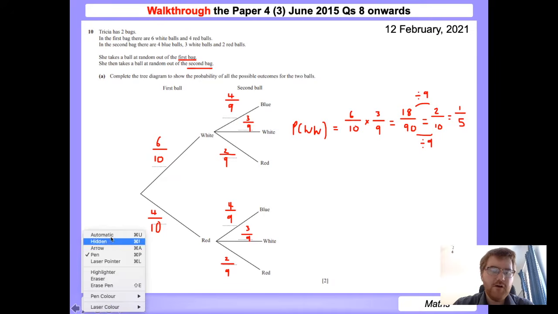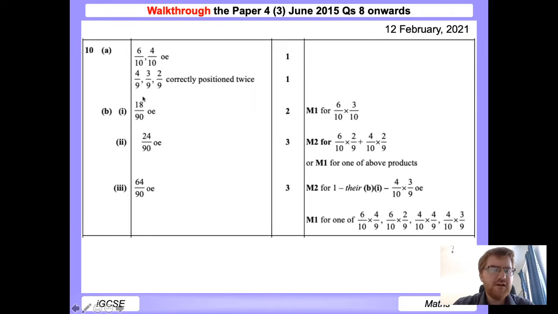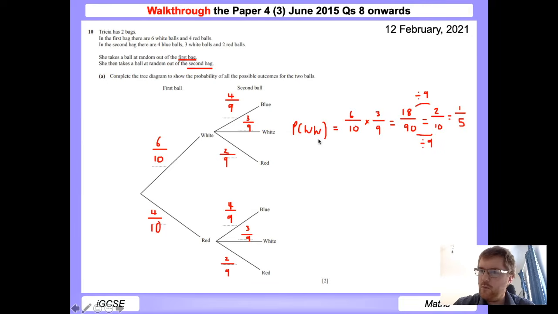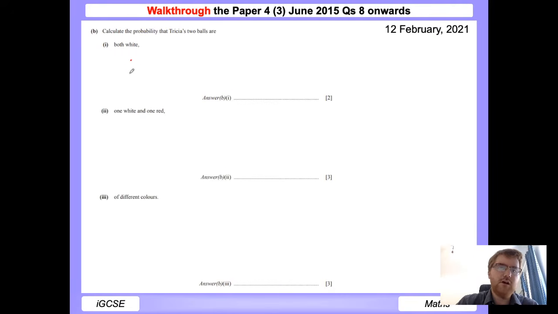But I'll just show you the mark scheme here quickly. So notice if you leave it as 18 over 90 on this exam, or OE, or equivalent, that's absolutely fine. You get your 1 method mark for 6/10 times 3/9ths. That's wrong. It should be 9 here, not 10. So a mistake in the mark scheme. But that's fine, we know what we're doing. 18 out of 90, so write that. So writing the working, 6 over 10 times 3 over 9, that gives you 18 over 90. Notice that's all I need to write.